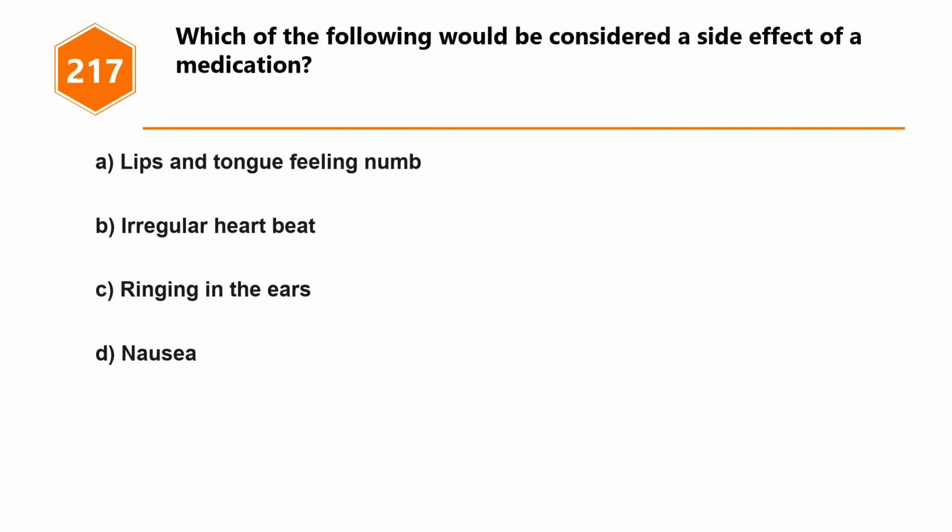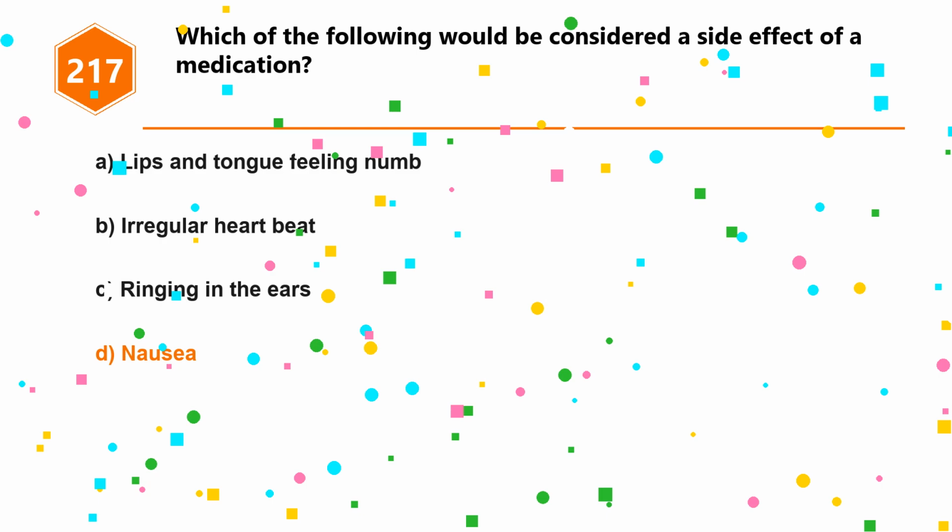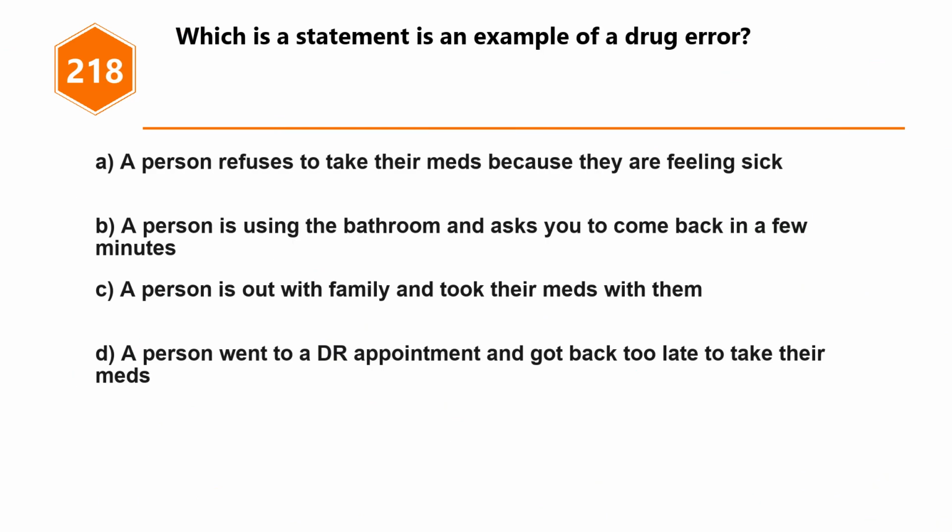Question 217. Which of the following would be considered a side effect of a medication? Option A. Lips and tongue feeling numb. Option B. Irregular heartbeat. Option C. Ringing in the ears. Option D. Nausea. The correct answer is option D. Nausea.